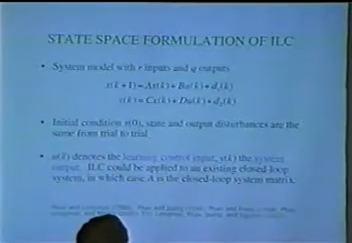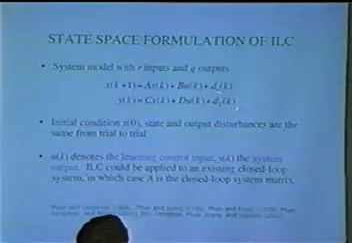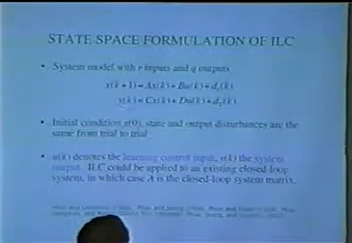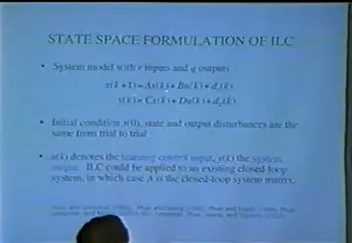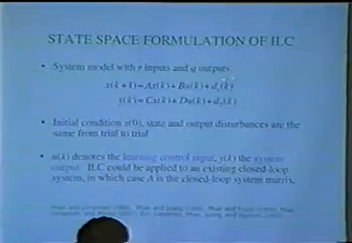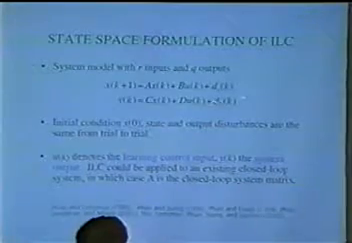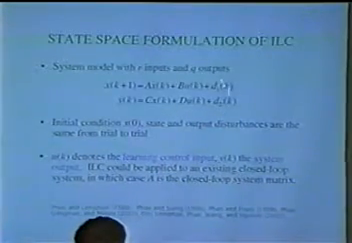Okay, so now, state space formulation of learning control. The system is in the standard state space form, A, B, C, D. D1 is the plant disturbance, and D2 is the output disturbance.